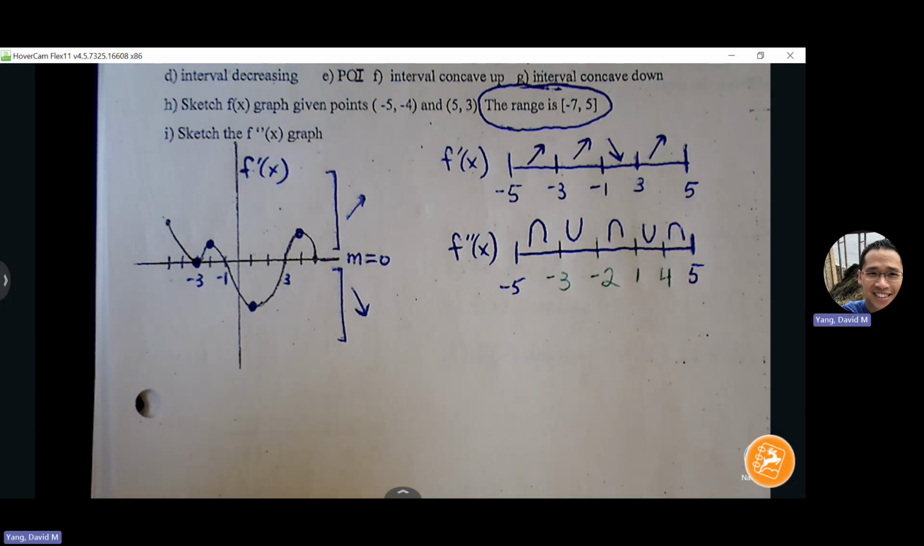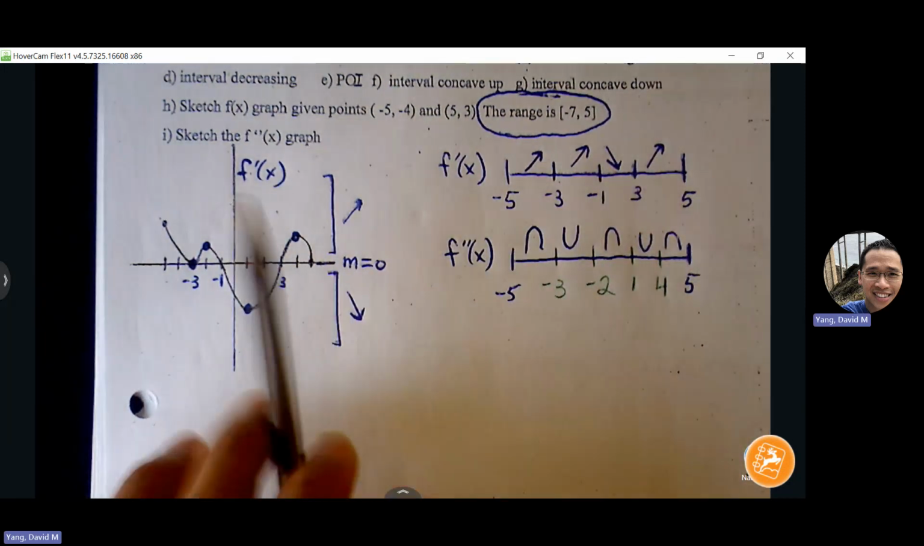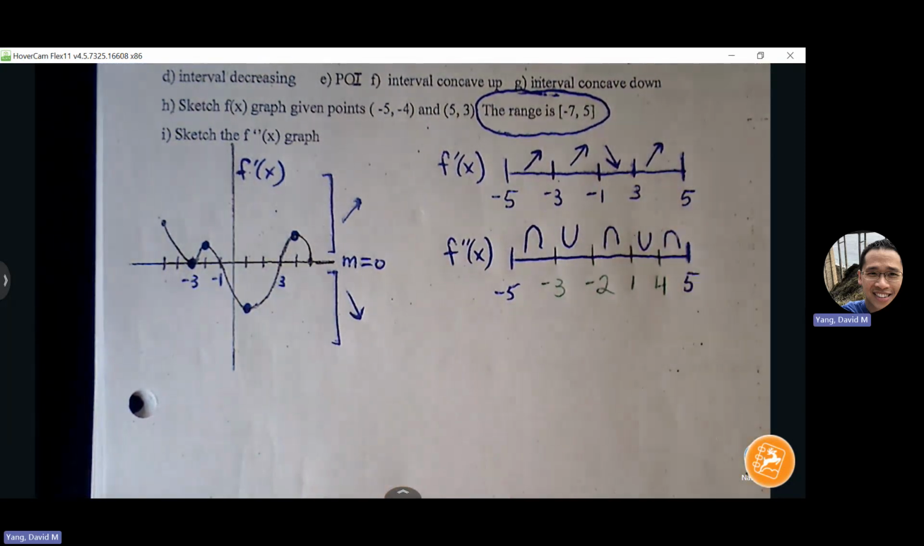This is the first step you start off with. This is the first step, right? And I'll give you an F prime graph. The first thing is get those sign lines going.